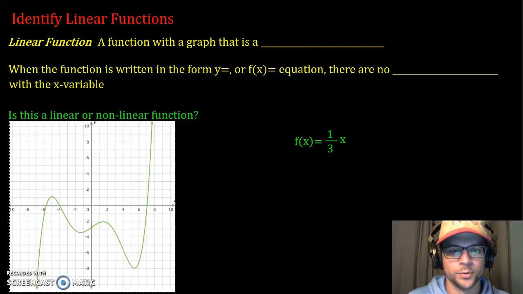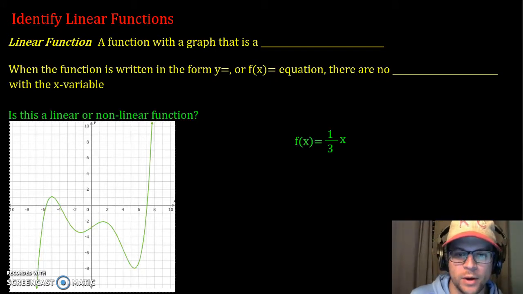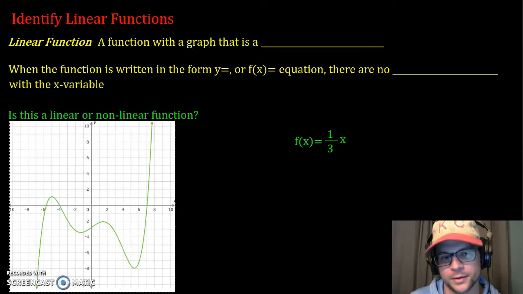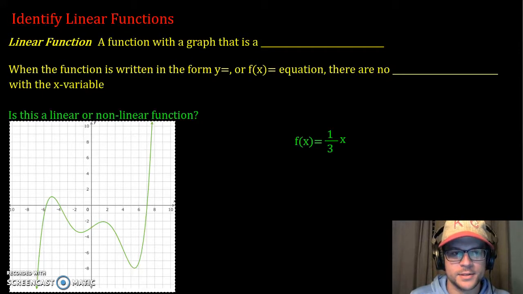All right, in this tutorial, we're going to go over how to identify linear functions. So we're going to step into the graphing realm of our algebra and look at how to graph a linear function in the entire unit. But to just start out, we're going to look and see what the definition of a linear function is, how you can determine if something is linear or nonlinear, and then we'll go on from there. So a linear function is a function with a graph that is simply just a straight line.